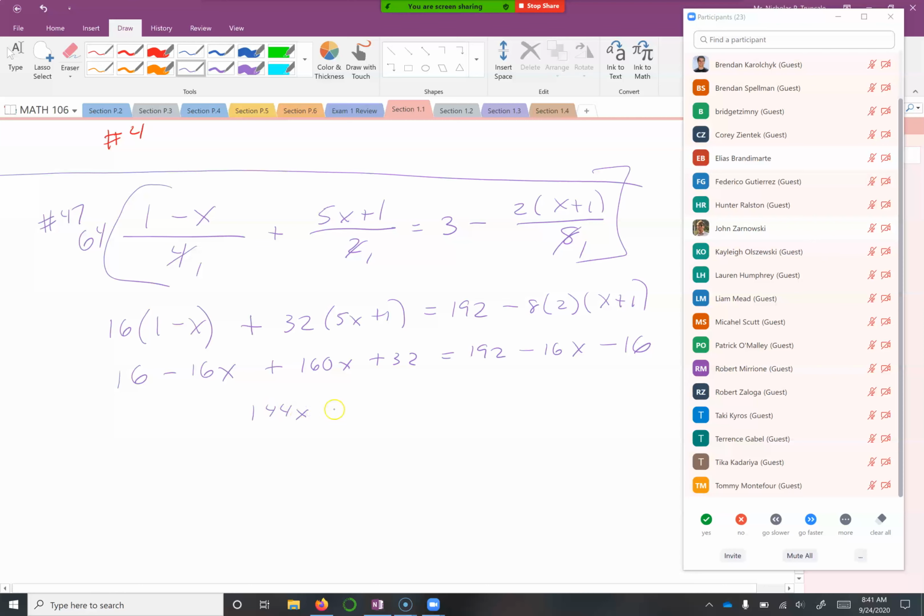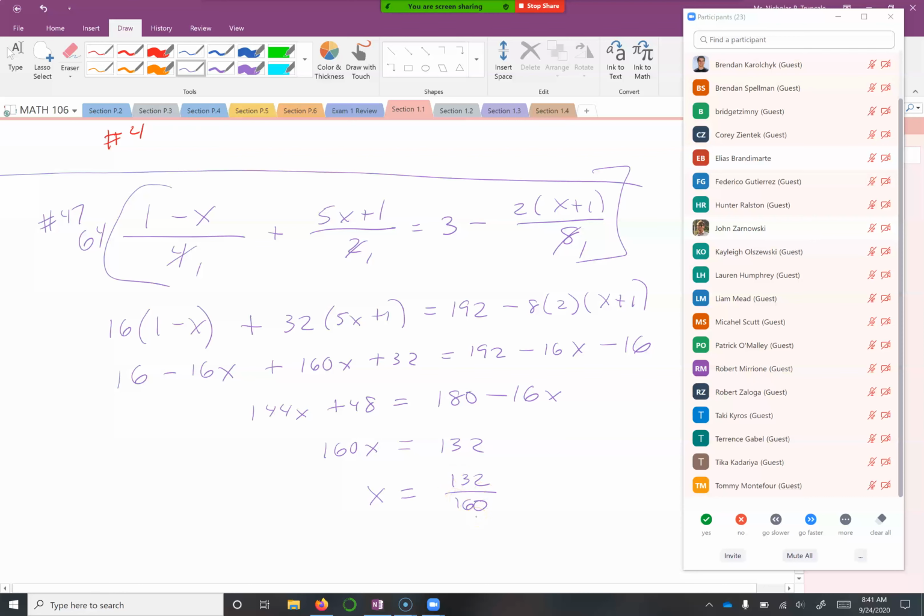144x, and then 16 plus 32 plus 48 is equal to, what's 192 minus 16 is 180, so 180 minus 16x. I'm going to put that 16x on the left-hand side, so I'll add to both sides. So then this will have a 160x. And then on the right side, it'll be 180 minus 48. We get 132. So you have 132 over 160.